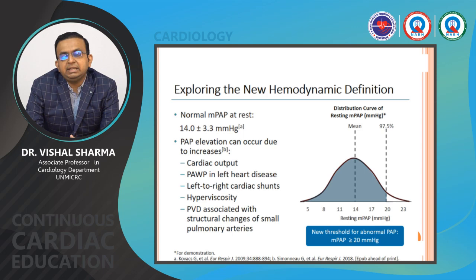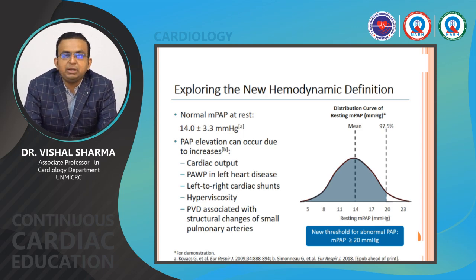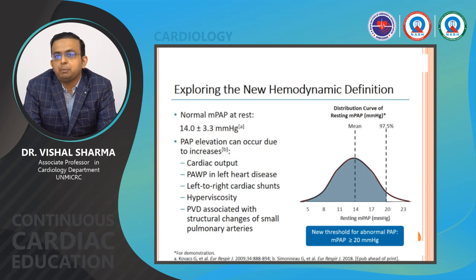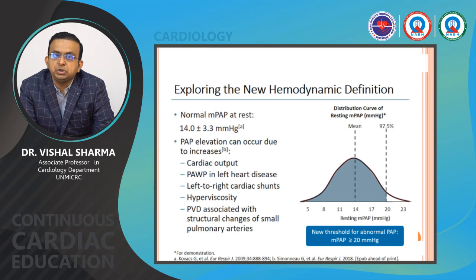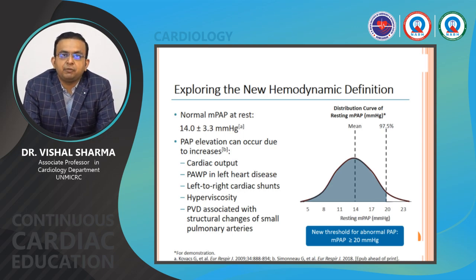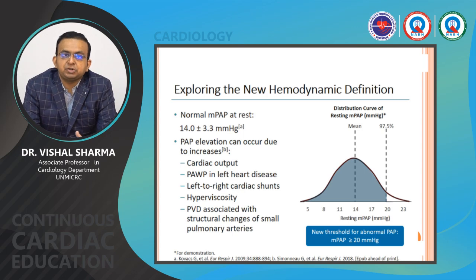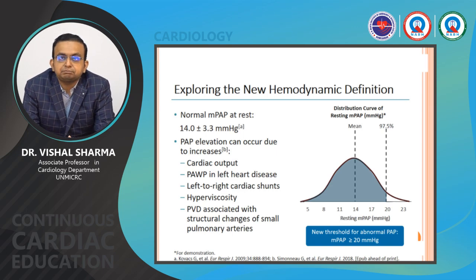Yes. Over the years, they have found that when we look at the pulmonary arterial pressure in normal patients, most of the normal population had a mean pulmonary arterial pressure of around 14 plus or minus 3. So if you take 2 standard deviations, most normal individuals have a pulmonary arterial pressure of less than 20. Hence, people having a mean pulmonary arterial pressure of more than 20 were included in the definition of pulmonary arterial hypertension.